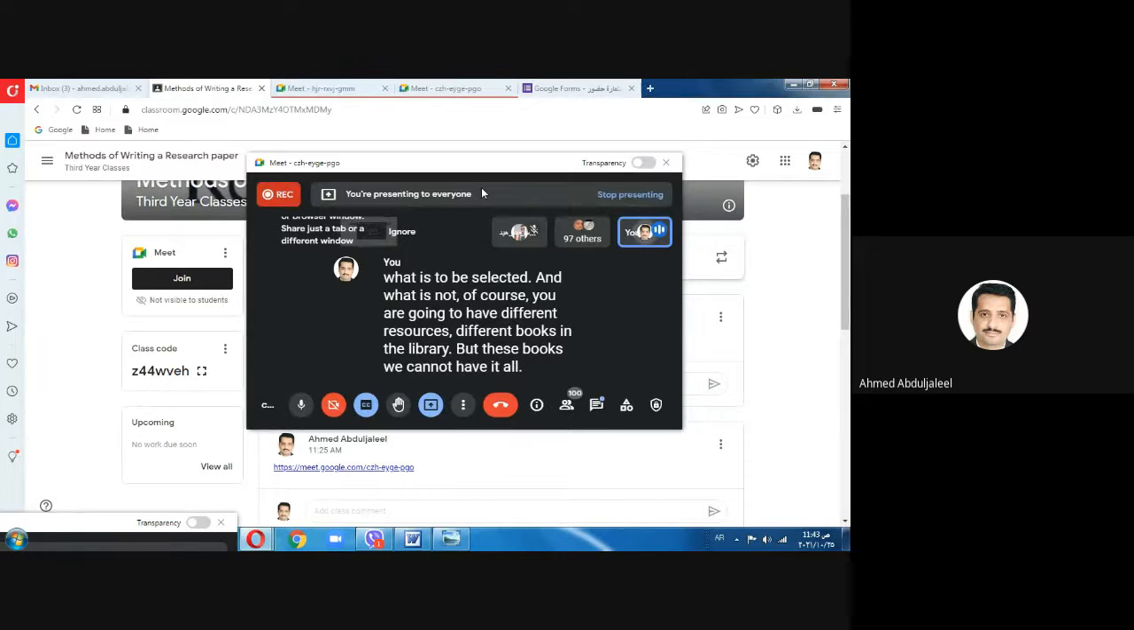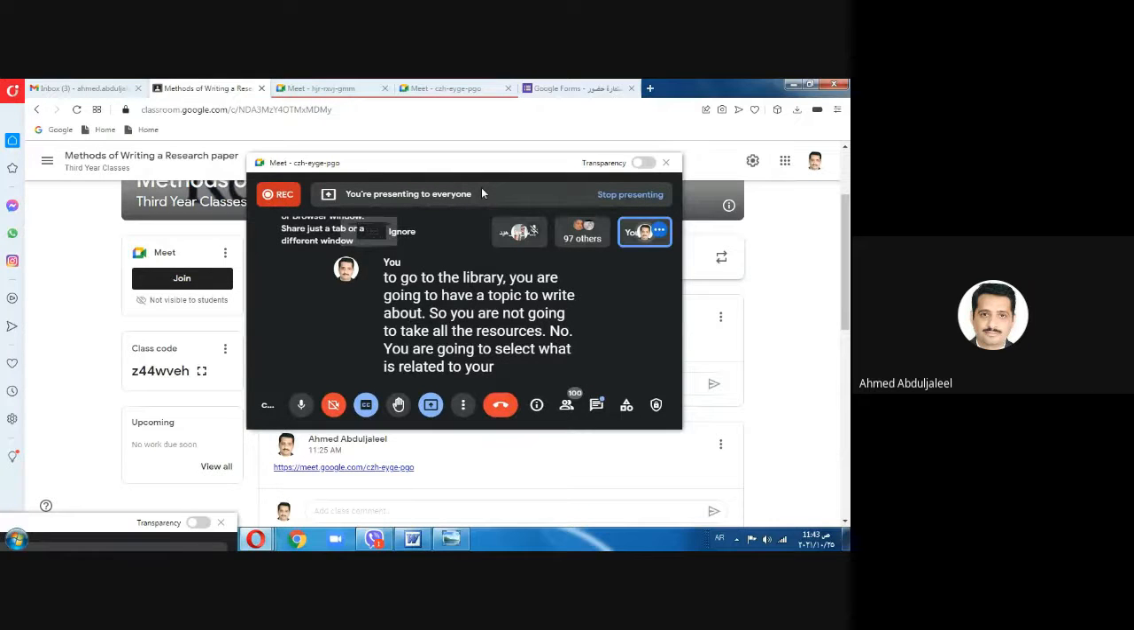You can select a book from a library, but you are going to choose, for example, chapter 3. You are going to say that chapter 3 in this book is important and it is related to my topic. Of course, when you go to the library, you are going to have a topic to write about. So you are not going to take all the resources. No, you are going to select what is related to your topic.